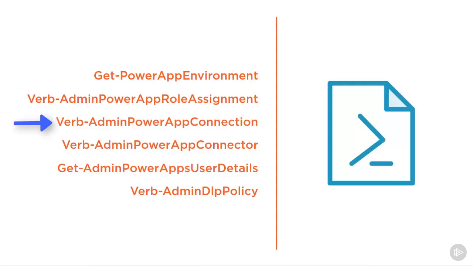The verb-AdminPowerAppConnection, we have a Get and Remove verb there. We're going to be able to use these to read and delete connections. The verb-AdminPowerAppConnector, we also have a Get and Remove verb there, allowing you to read and delete custom connectors. Your Get-AdminPowerAppsUserDetails, this allows you to get a user's Power Apps user settings, user app settings, as well as notifications. And lastly, we have the verb-AdminDlpPolicy. This has the Get, Add, Remove, and Set verbs, which allows you to manage your DLP policies for your organization.